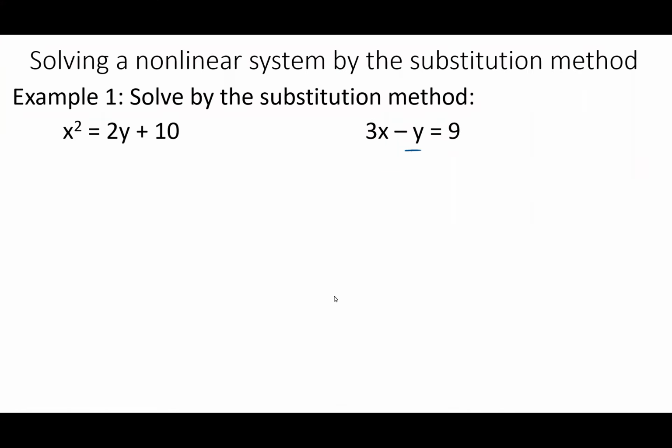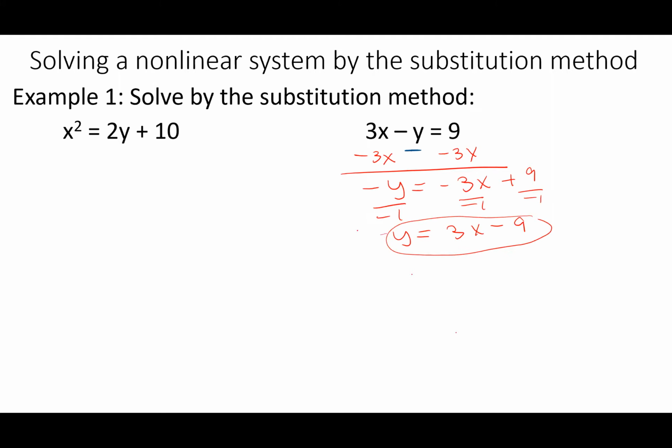Okay, so I'm going to solve this second equation for y. I'm going to subtract 3x from both sides. I have negative y equals negative 3x plus 9. Divide everything by negative 1. So y equals 3x minus 9. And I'm going to take this value for y and substitute it for y in the other equation.